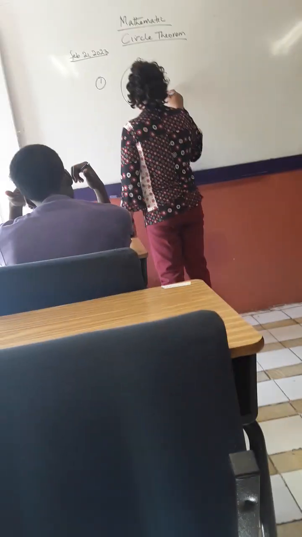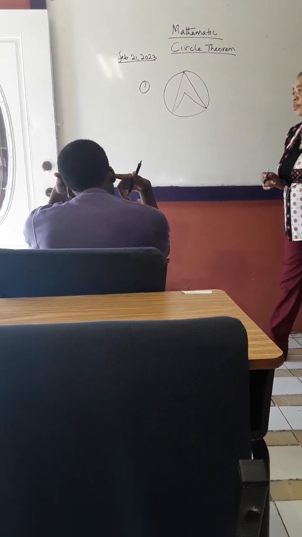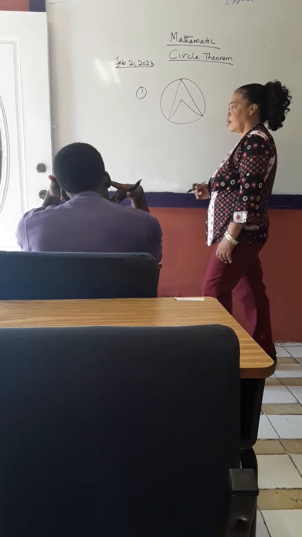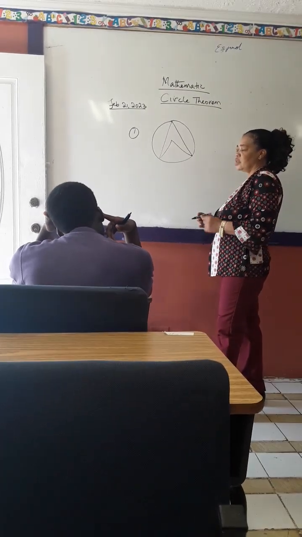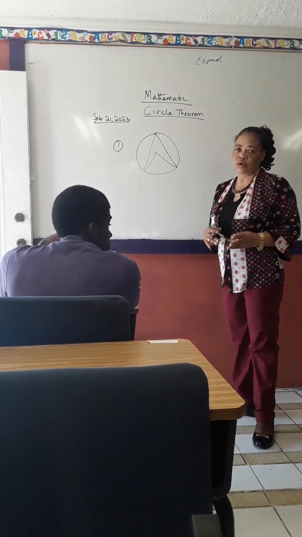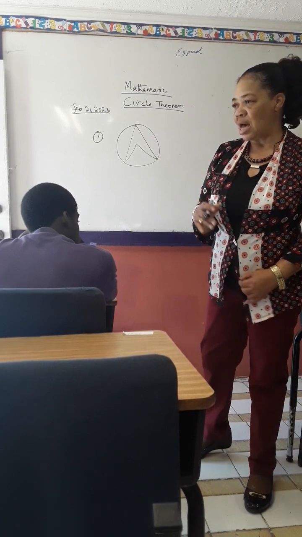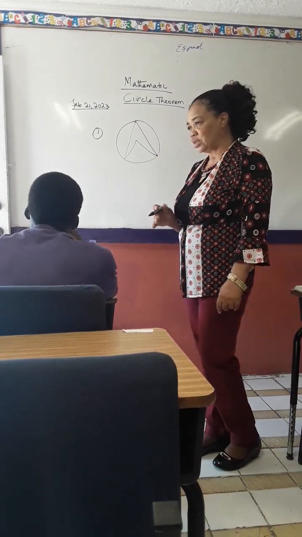The angle subtended at the center of a circle is twice the angle at the circumference. Okay. The angle subtended at the center of the circle is twice the size of the angle at the circumference.